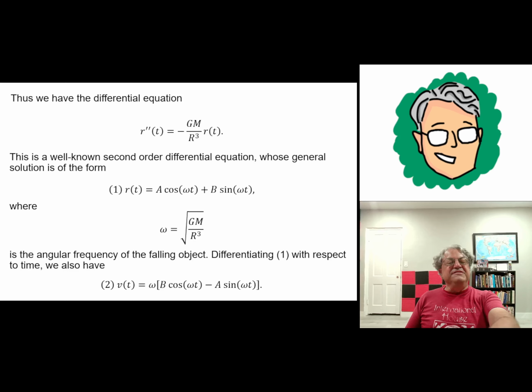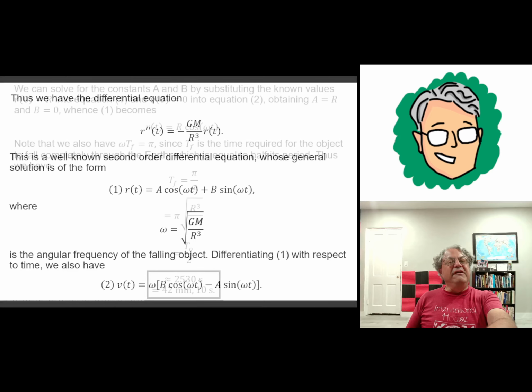So we know A now. A is capital R. And if we plug in the initial condition for equation 2, we know the speed of the object is 0 at time 0 because we're just dropping it into the hole. We're not throwing it. So we have 0 equals omega times b times 1, cosine of 0, plus minus a times 0. So you're going to get omega b. And that means that b equals 0 because omega is non-zero.